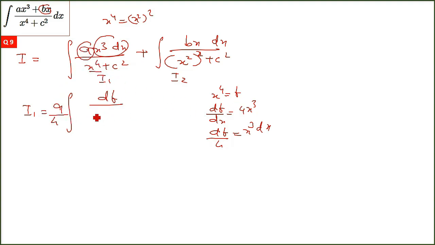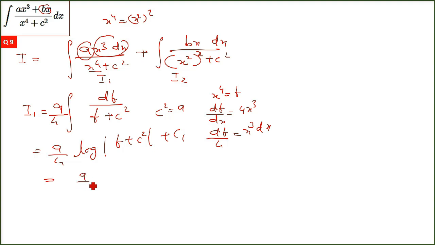Now x to the power 4 plus c square, so it is t plus c square. A by 4 times dt by t plus c square. See, c square is just a constant. You can call it t plus 1, t plus a like this. So you can just use the formula of log, dt by t, because t plus 1 will be t plus 1 only. So log t plus c square. Now I'm replacing t by what we have taken, x to the power 4, plus c square, plus the constant of integration which is c1. This is your I1.